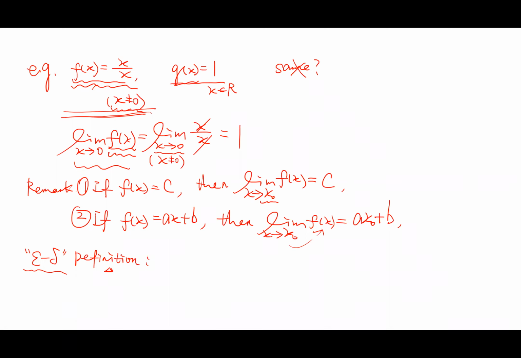So here, the definition is: for any, this symbol means any, the first letter A upside down. For any epsilon larger than 0, we have, this symbol means exist, the first letter E flipped, there exists delta larger than 0.